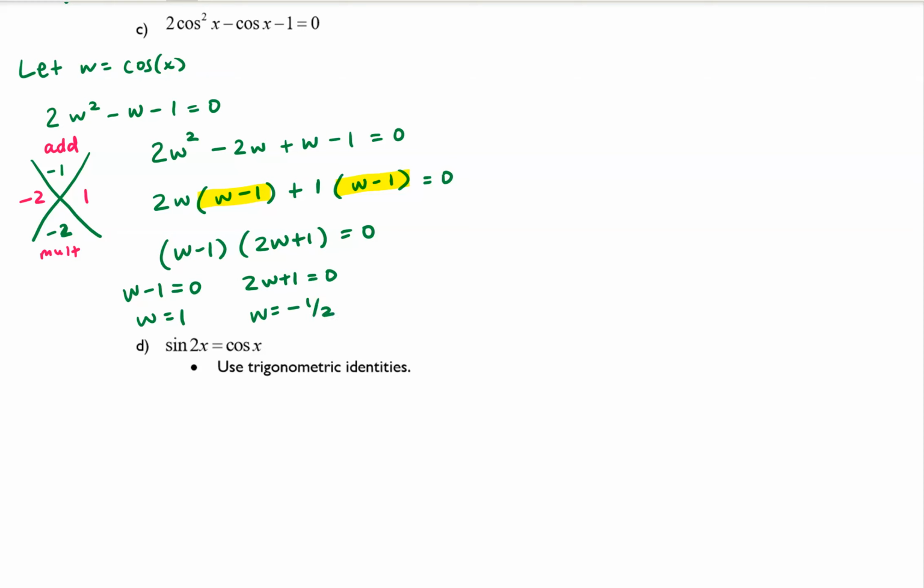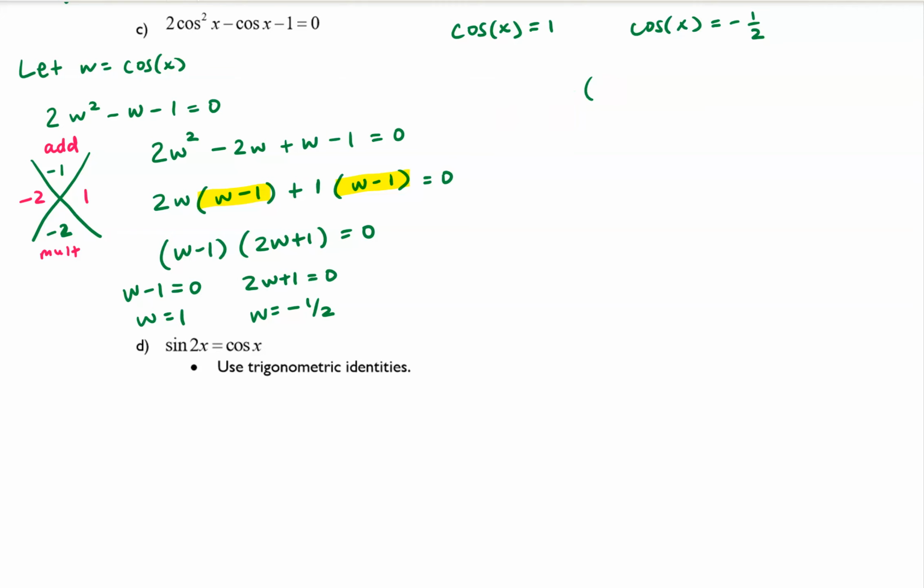And if we sub back in the cosine, our equations are going to be cosine of x is equal to 1 and cosine of x is equal to -1/2. And so these are the two equations that I want to solve. So for the first equation, cosine is equal to 1 right here, because that terminal point is (1, 0). And so that angle is 0, or it's also 2 pi if you make a full rotation.